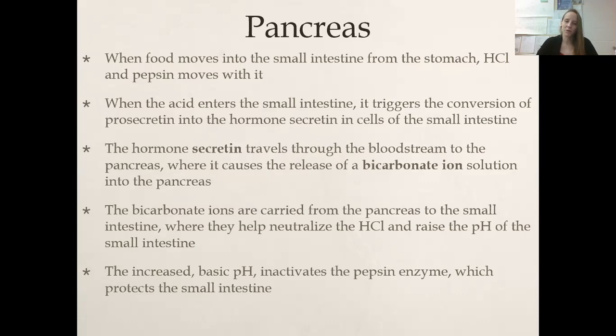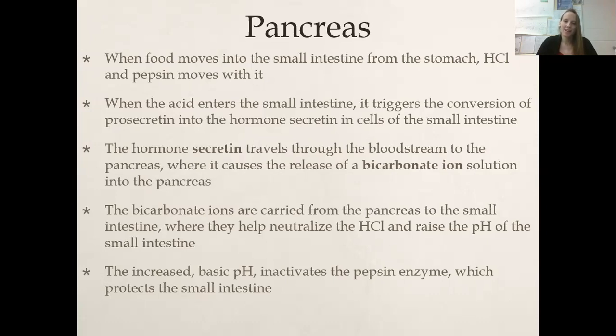So once food moves from the stomach into the small intestine, the hydrochloric acid and the pepsin that were in the gastric fluid of the stomach also move into the small intestine. And as soon as the acid hits the small intestine, it converts a hormone called prosecretin, pro meaning before, into secretin. The hormone secretin then travels through the bloodstream to the pancreas, and it triggers the release of bicarbonate ions from the pancreas.